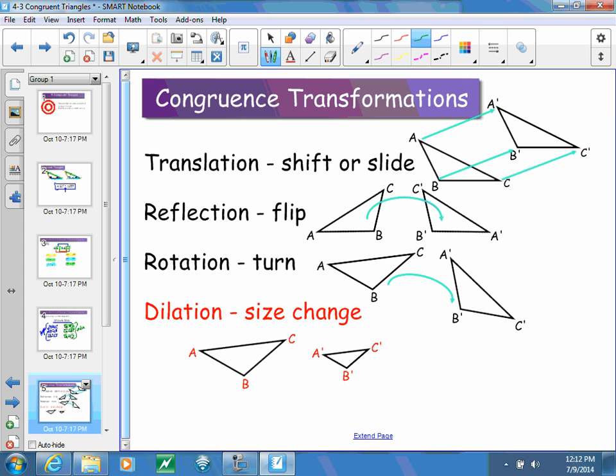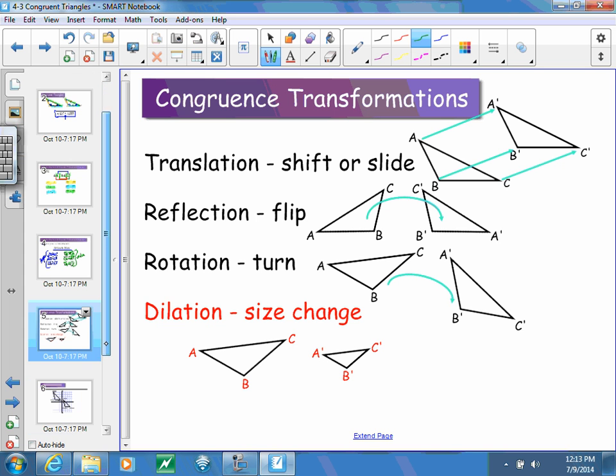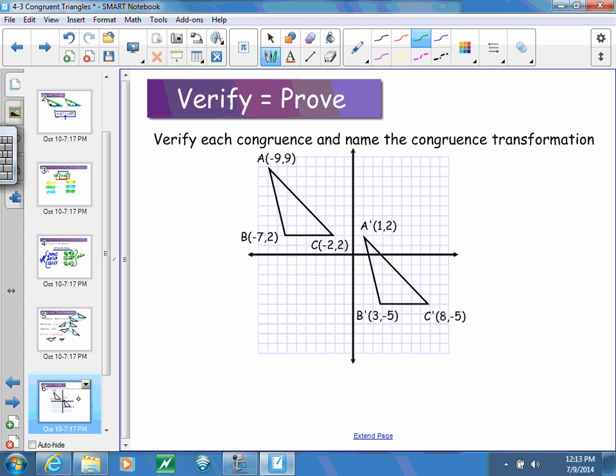So if you have a translation, a reflection, or a rotation, those are all transformations that end up being a congruence transformation. Over the next couple days, we're going to be spending a lot of time trying to prove if triangles are congruent. And all we're going to be doing today through this lesson is trying to verify that two triangles are congruent to each other. We just talked about how if two triangles have all the same sides, then you have congruent triangles. Well, that's what we're going to be doing here.